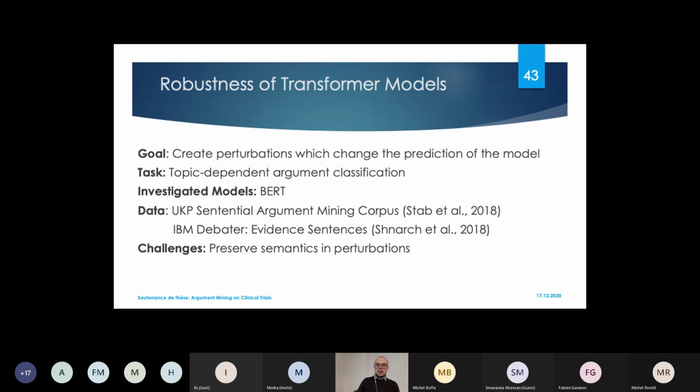And so practically, as I said, the idea here is to automatically create perturbations of the input data which preserve the semantics. For this, I tested on topic-dependent argument classification, since for various reasons this was not really applicable on the abstract data set, to ensure the semantic preservation, because we generate these perturbations automatically. On this task, there are two data sets, the UKP sentential argument mining corpus and the IBM debate evidence sentence corpus, where the BERT model was also state of the art. So I conducted the experiments on that. And as I said before, the challenge here is the preservation of the semantics.